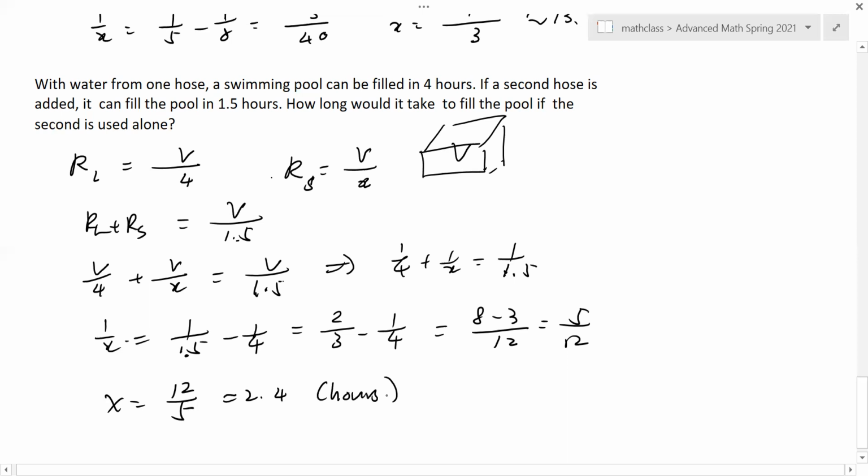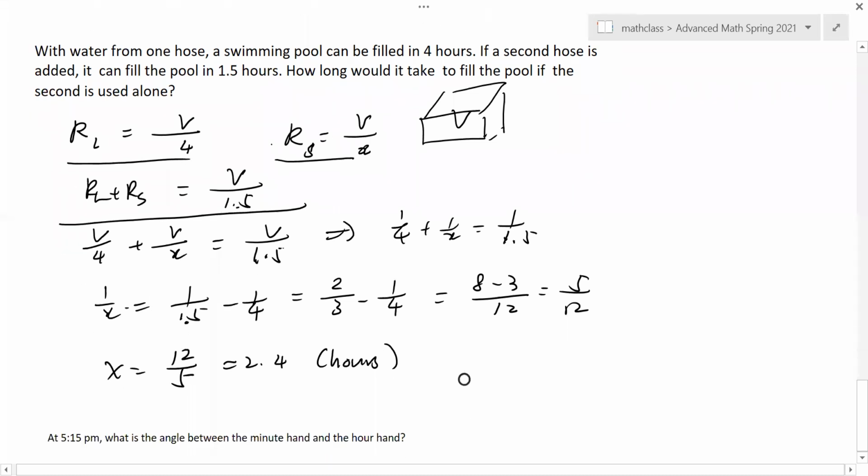So this is the equation using the rates, then you solve the problem. This is the equation, and you put that in, then you get X.